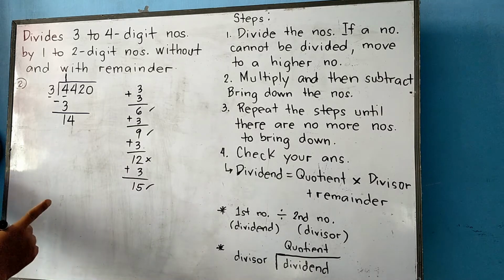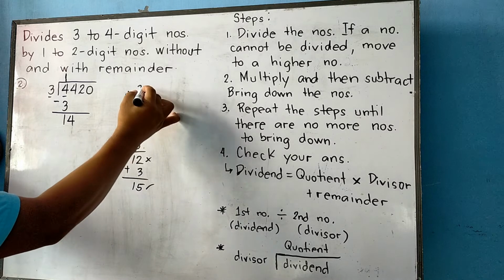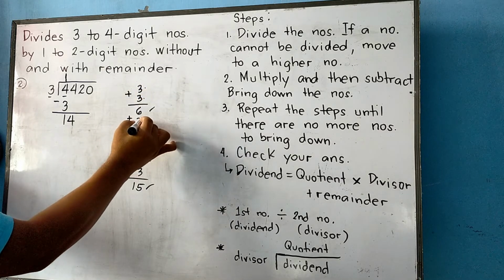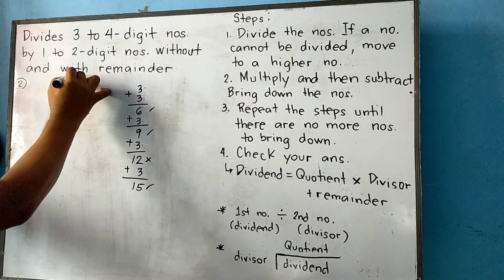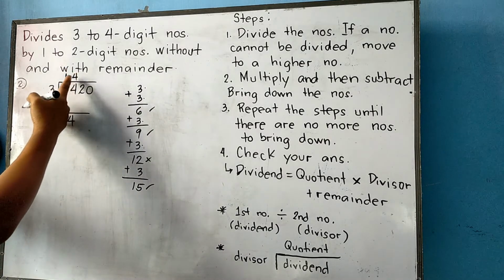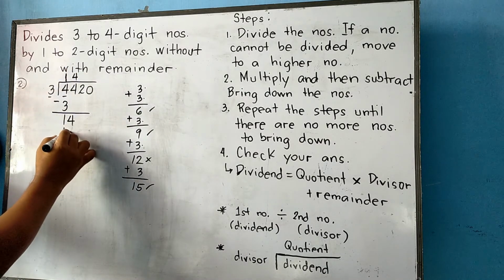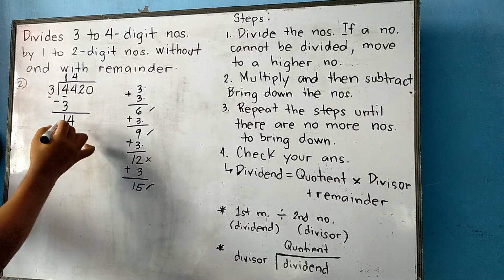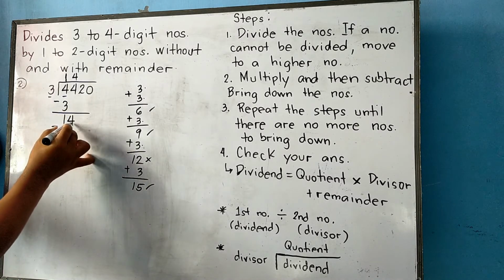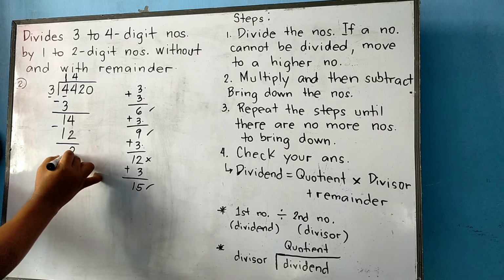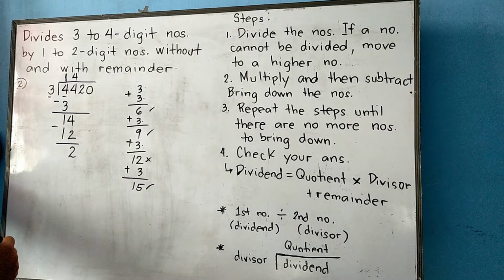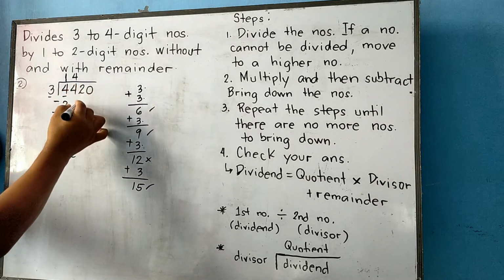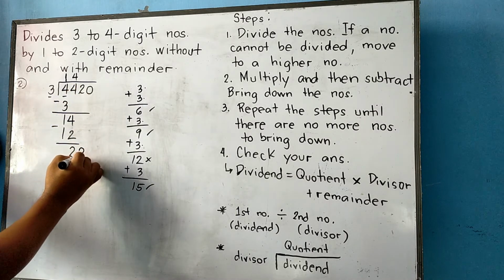So, how many 3's in 14? So, you have 1, 2, 3, 4. So, meron ka lang 4 3's in 14. And that is 4 times 3. The answer is 12. So, subtract 4 minus 2. The answer is 2. 1 minus 1. The answer is 0. So, no need to write. Again, bring down the next number, which is 2.